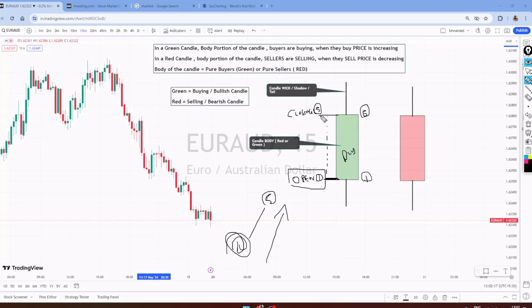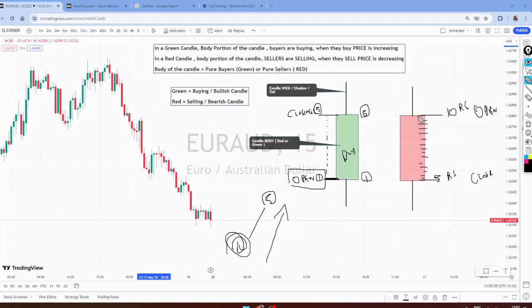Whereas the red candle, just opposite. Red candle means what? People are selling. When people sell, what happens? Price decreases, right? So it will be in descending order. Red candle always opens at a top price. Costlier price it's opened, let's say 10 rupee, people started to sell. When they started to sell, price goes down and it becomes 5 rupee. So a red candle always opens at the top, opens here and closes here.